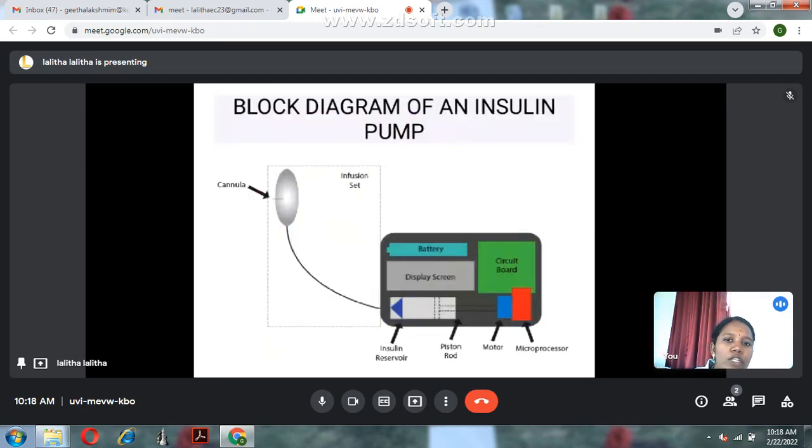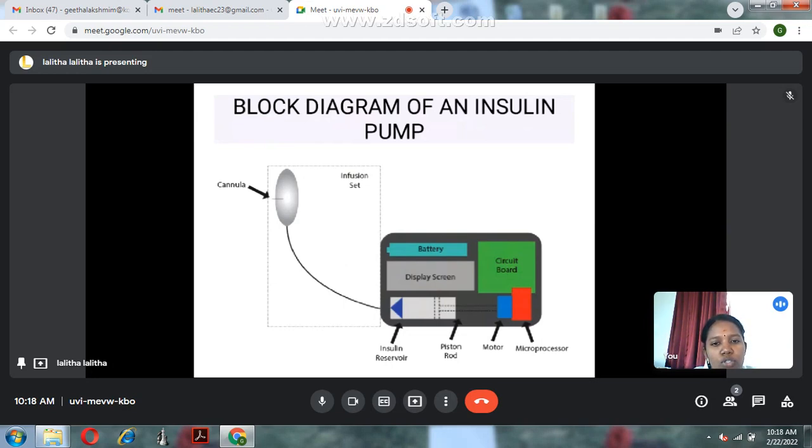Next, the block diagram of an insulin pump. The insulin pump consists of a battery, display screen, circuit board, motor, insulin reservoir, piston rod, microprocessor and cannula. The cannula is used to inject the insulin into our body, and the battery is used to operate the system. The circuit board and microprocessor are used to process the device, and the piston rod is used to inject the insulin into our body through the pump.